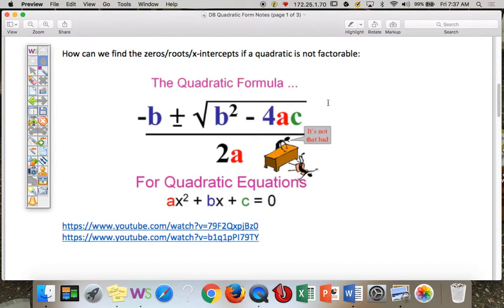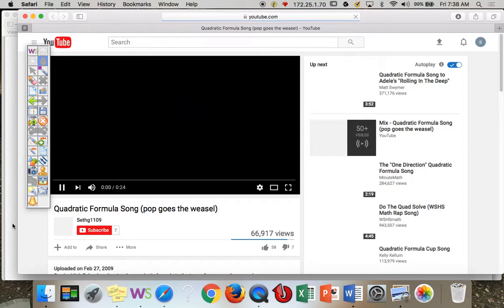There's something called the quadratic formula that we can plug into, and you can use that for any quadratic that's equal to 0, and it will give you the roots. So there's a song that you can sing to kind of help you memorize this.